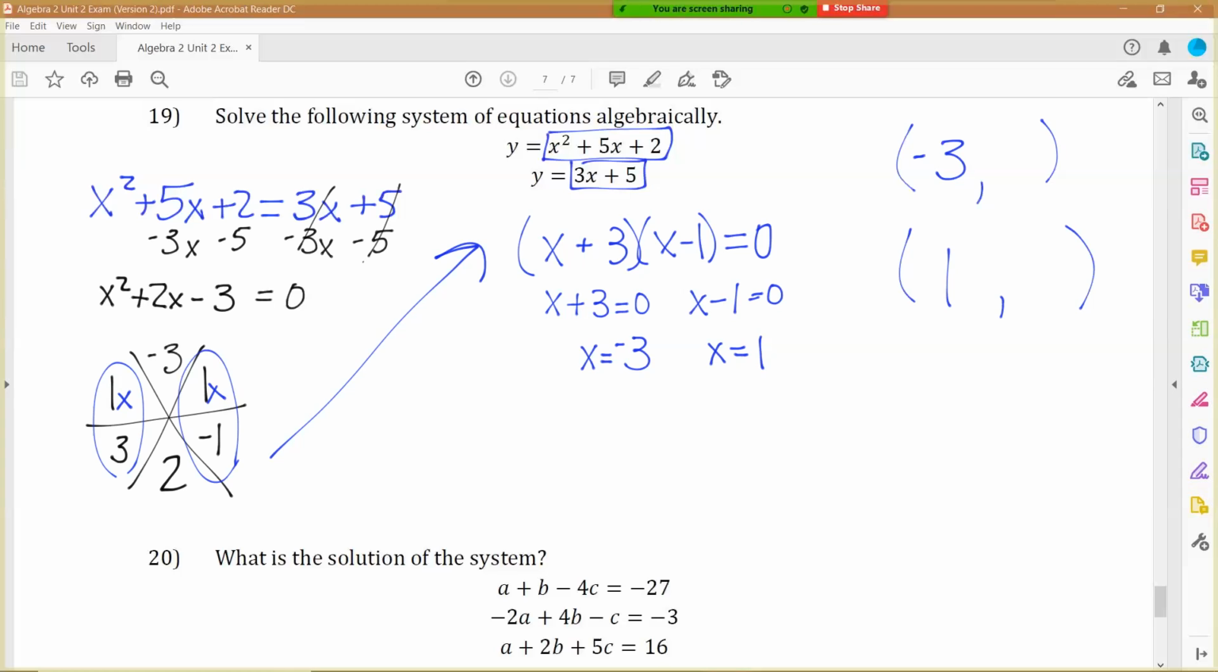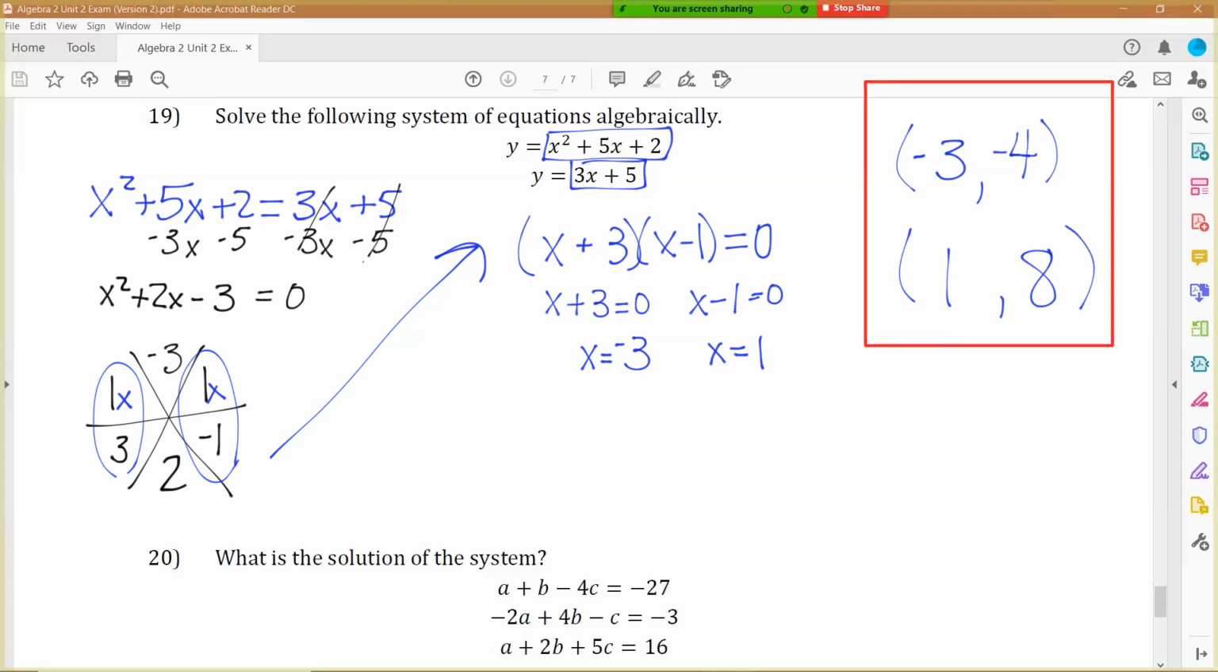So for the bottom equation, if I plug in -3, I'm going to take -3 times 3, which is -9. -9 plus 5 is -4. So ordered pair -3, -4 would be a solution. Then I'm going to plug in 1. If I plug in 1 to the bottom equation, I would have 3 times 1 plus 5. 3 times 1 is 3. 3 plus 5 is 8. So I have two answers. Both of them are ordered pairs.